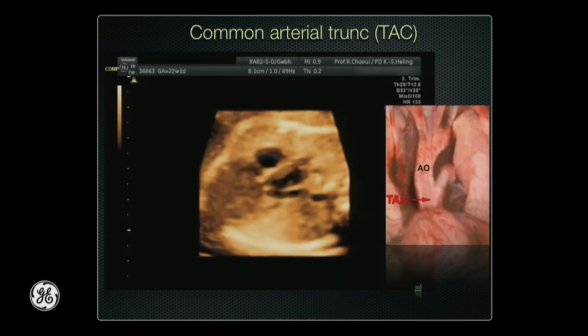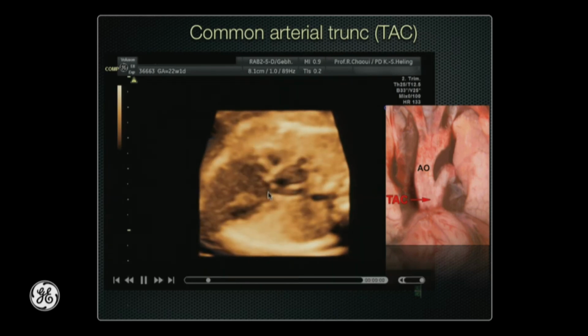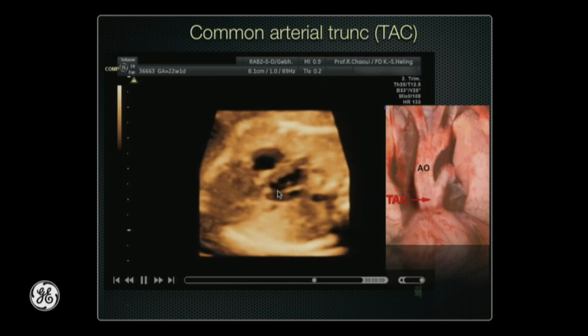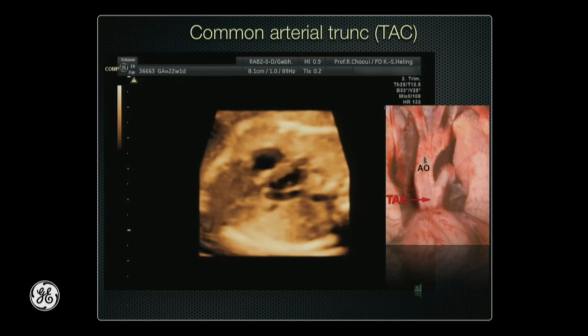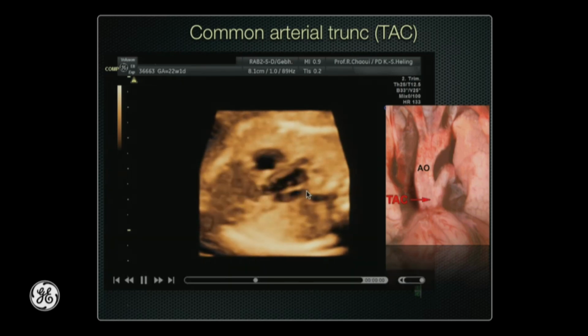We go to the great vessels, and one of the malformations in the great vessels is a common arterial trunk. We have this common arterial valve here. We have the common trunk, and then the common trunk divides into the big aorta and the tiny pulmonary trunk, and we get an image which looks very similar to the pathological image.